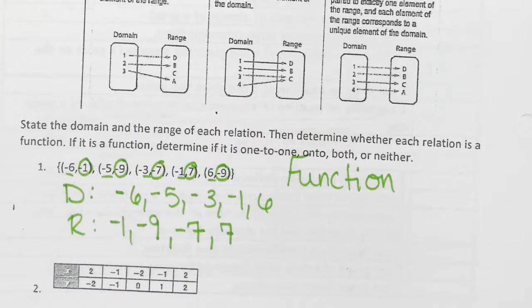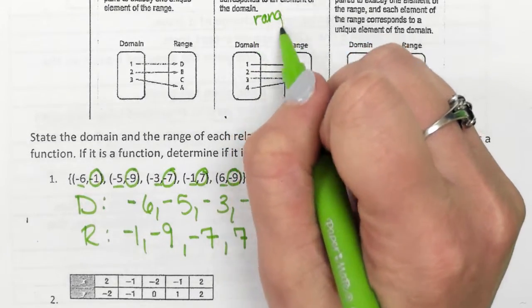Okay, so what about the onto? What do you notice about the onto? There's 2 on which one? The domain or the range? The range. There you go. So the range repeats.